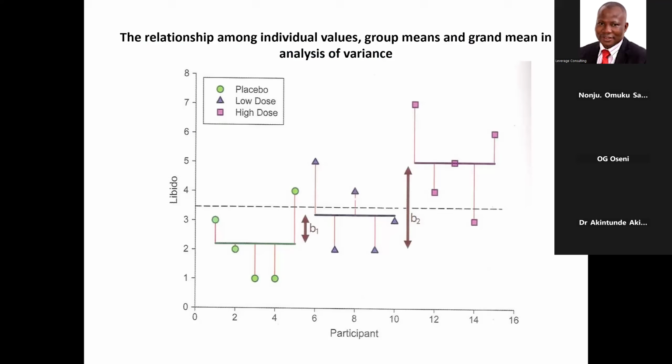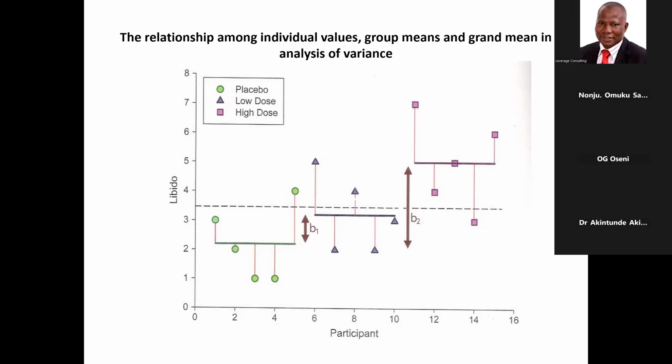So here is just a picture, just for you to understand the concept. There's no big detail. It's the same thing; you just try to plot. Let's say we are plotting the libido along the vertical and the participants along the horizontal. For the mean, those who used placebo, their values are lower. They are the green. Can you see? These are the different values: 3, 2, 4, 1, 1.